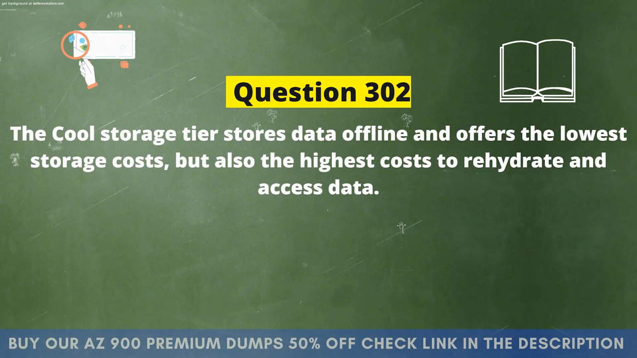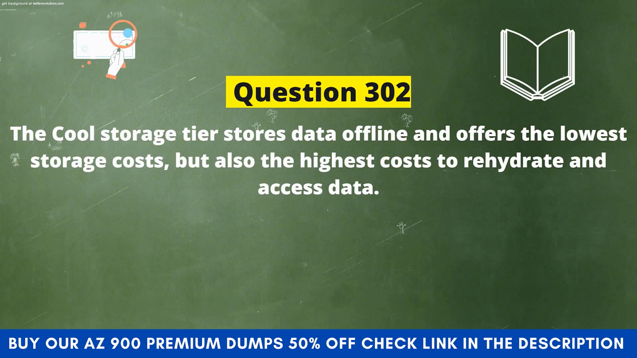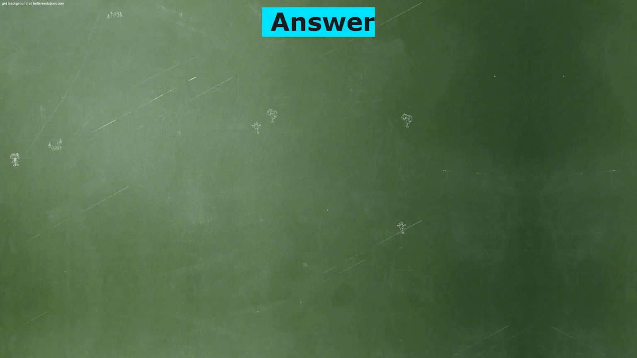Question 302. The cool storage tier stores data offline and offers the lowest storage cost, but also the highest cost to rehydrate and access data. Is it true or false? And the correct answer is it's false.